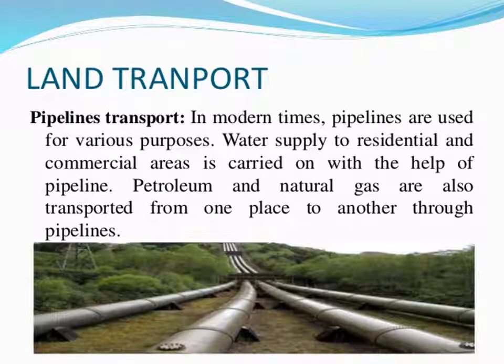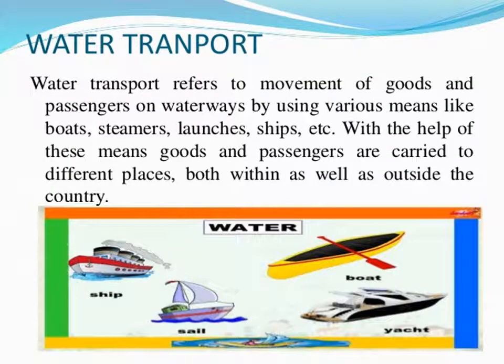Pipelines are also used. Water supply, petrol, and natural gas are transported through pipelines on land. There are some that also flow through the sea, but predominantly it is on land.